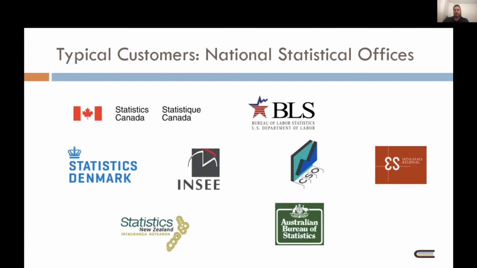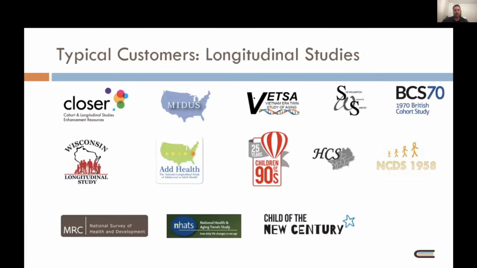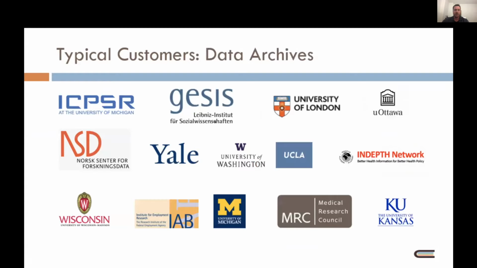So some typical examples of some national statistical offices include what you're seeing there. So many across the world that are using Colectica. And here's some examples of some repeated or longitudinal studies being used with Colectica. And then one more example here of some data archives that are using Colectica. So we have a very broad reach and a very broad spectrum of customers that we are working with across the world with Colectica.